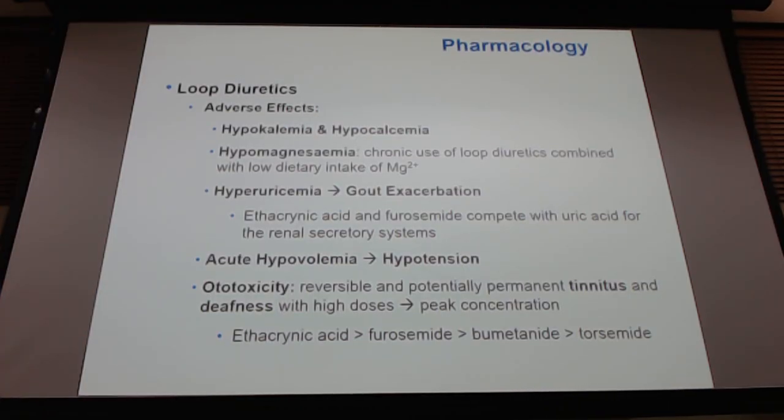For acute hypovolemia, this can lead to hypotension, so monitoring them when they first start loop diuretics, and ototoxicity, so it can cause ear damage, ear toxicity, and cause that permanent tinnitus and deafness with high doses at peak concentration. And you'll see this the most with ethacrynic acid, and then next is furosemide, then bumetanide, and then torsemide.